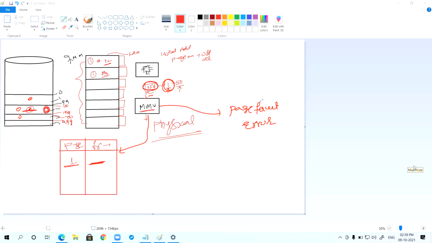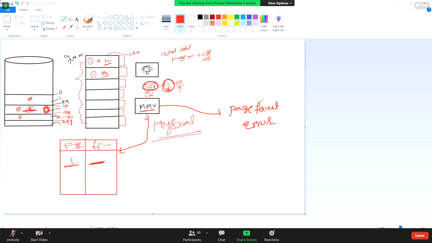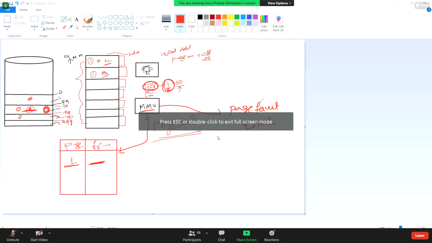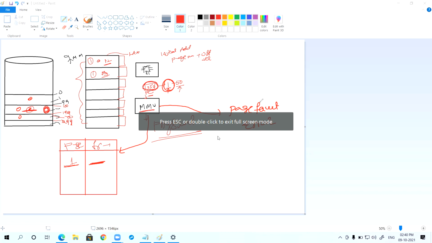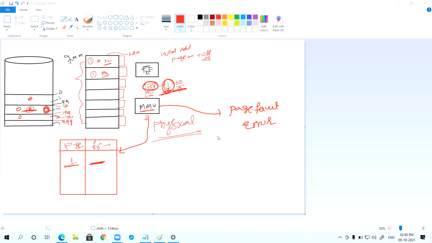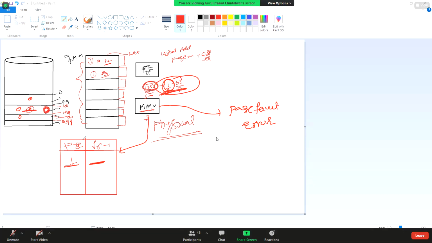Again, try to understand what the MMU will do. Whatever address you give to the MMU, that address is a logical address. It will try to convert that virtual address into the physical address. In this conversion process, it will divide the logical address into two halves: one is the page number and the other is the offset. After that, the MMU will check the page table. In that page table, if the desired page is not available in any one of the frames, what happens? A page fault occurs.